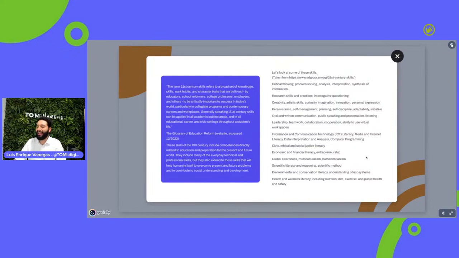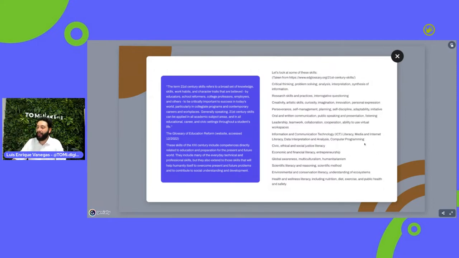Scientific literacy and reasoning, the scientific method, something very related to STEM and the PhET simulation, will be covered for the first part today. Very, very important, environmental and conservation literacy, teaching our kids and our youngsters and our teenagers how to take care of the world, how to use the elements that they get from nature, okay? How to preserve places, natural places, how to contribute to the environmental problematics and many different possible skills there.